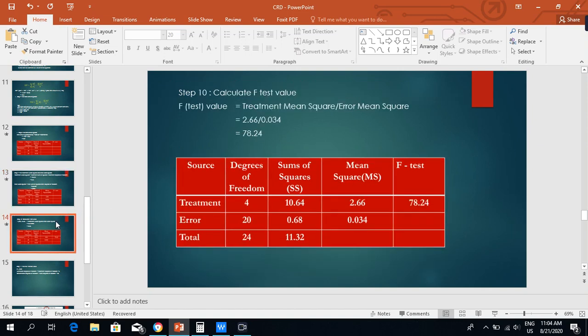Next, we should calculate the test value. The test value is equal to treatment mean square divided by error mean square, 2.66 divided by 0.034, and it is equal to 78.24.